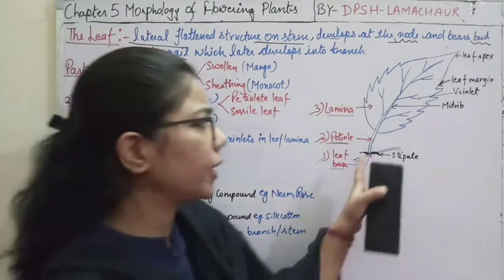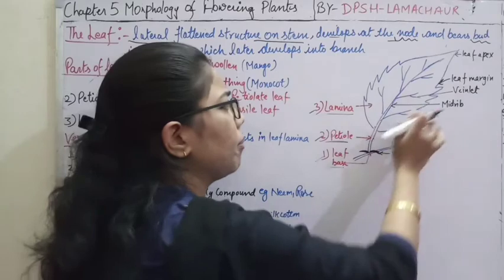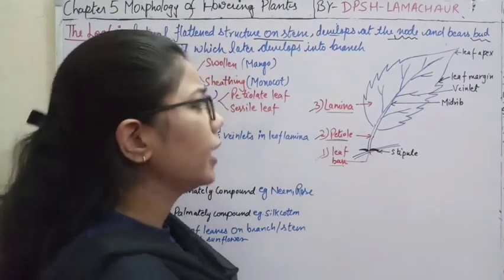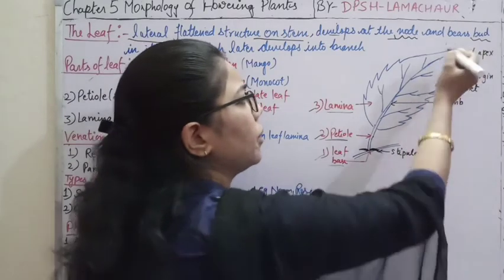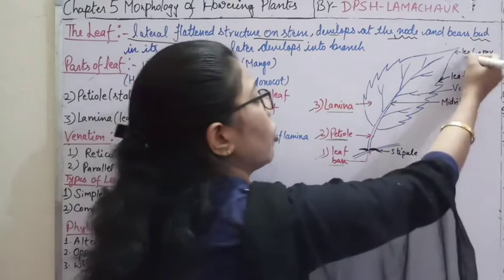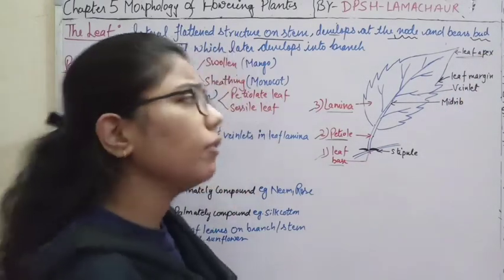So we have completed this structure. Now if you look at the lamina or leaf blade, it has different structures. The terminal or apex end of the leaf, the tip end of the leaf, is known as the leaf apex.